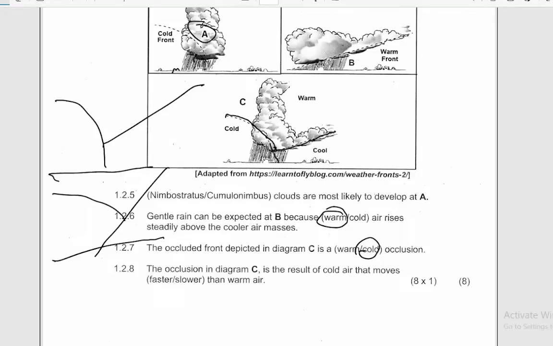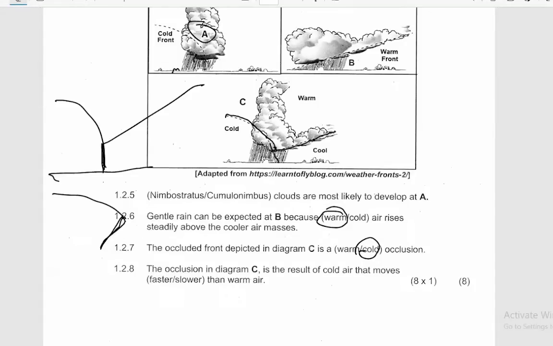So I think you can see the difference. This part is touching the ground and this part is touching the ground. Cold front touching the ground, cold front occlusion. Warm front touching the ground, warm front occlusion. Right, I think it's clear. We move on to the next question.